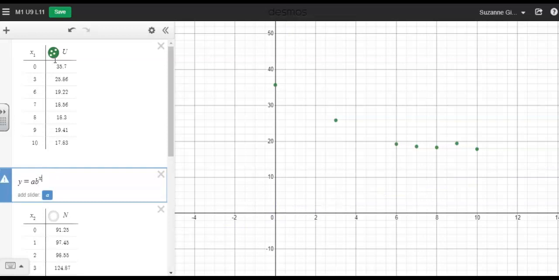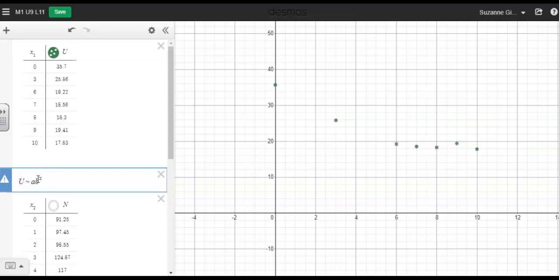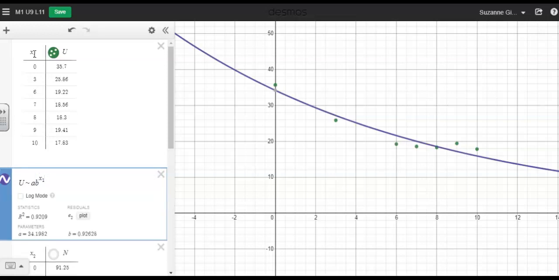So what I want to do is I want to pay attention to my variables. My y coordinate is labeled as u, so I'm going to put a u. Because I want this to do exponential regression, I'm going to change my equal sign to a tilde, and then I need to make sure that I have my x labeled correctly as x1. Alright, so here I have my parameters for a and b.